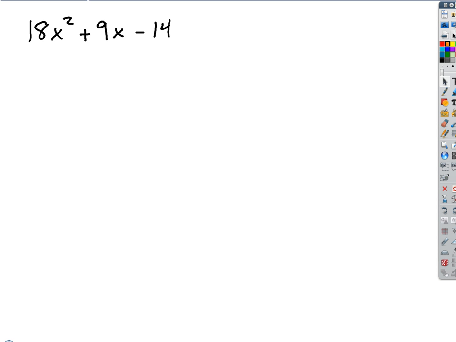This is one where I just want you to factor it. It doesn't say solve, it just says factor it. I want to break it apart into pieces. What's the problem here? What's different about this one? A is not equal to 1. A is equal to 18. So what do we always want to try first that hopefully could make things easier?